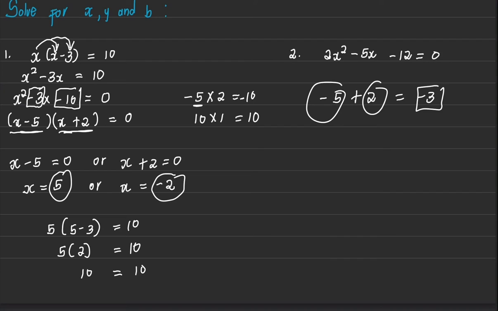So if I substitute minus 2 also into the original equation, I am going to have minus 2 into minus 2 minus 3, which is equals to 10. So if I solve what is in the bracket, I'm going to have minus 2 into minus 5, which is equals to 10.